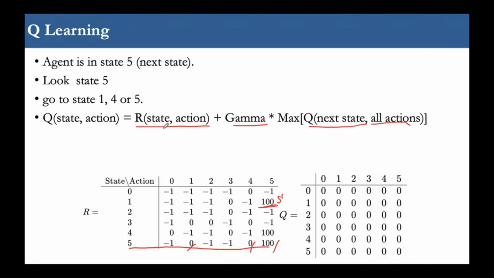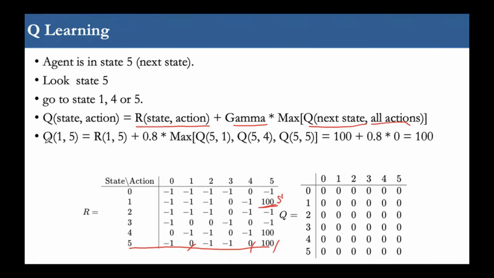Okay, so we are going to calculate it. So how to calculate it? Q of state comma action. So for which particular state we are going to look into? So Q of 1 comma 5. So we are going to find this value, Q of 1 comma 5.